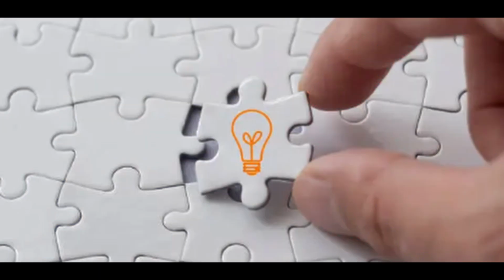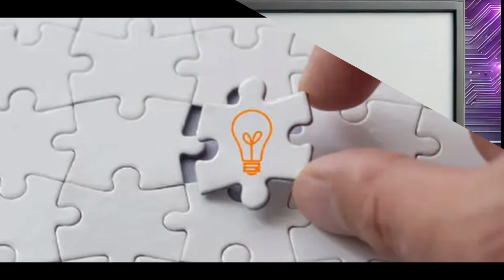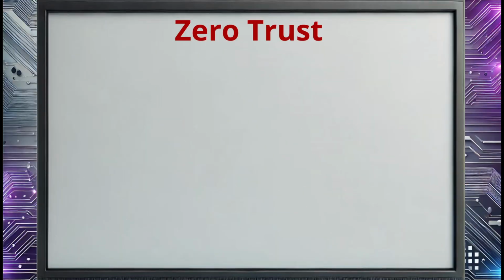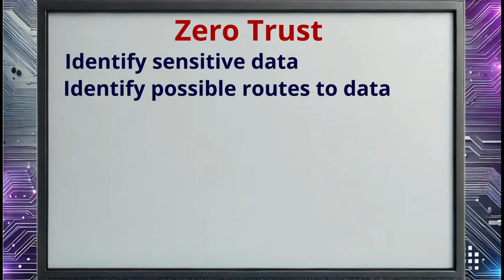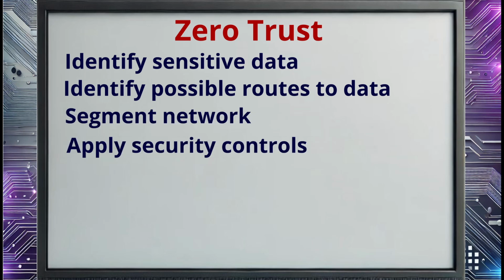A final concept you should understand combines many of the concepts we've discussed in this lesson. It is called zero trust. To implement zero trust architecture, you identify your sensitive data and all possible routes to it, and then you segment the network and apply security controls, including lateral movement authentication. It's also important to periodically monitor traffic to evaluate your security policy's effectiveness.